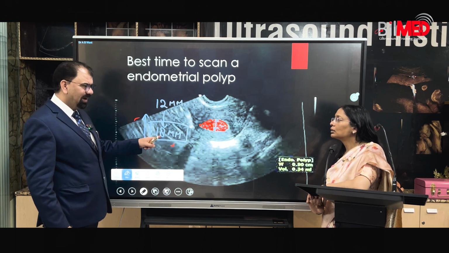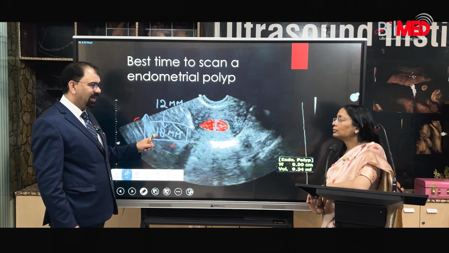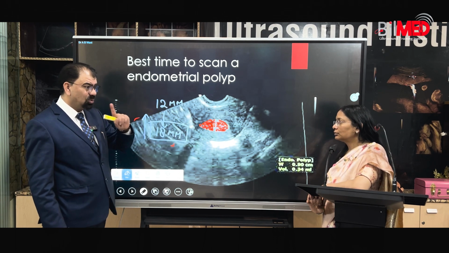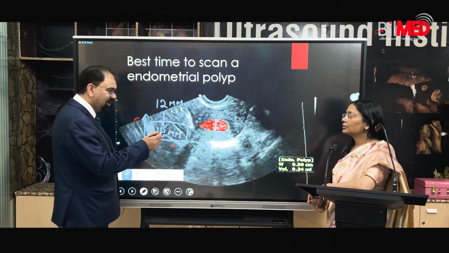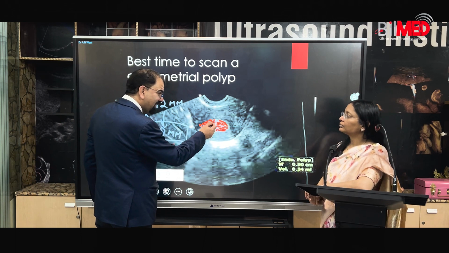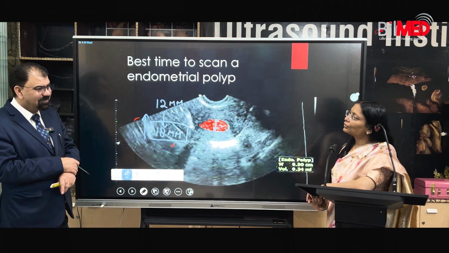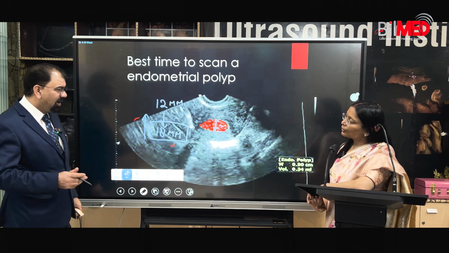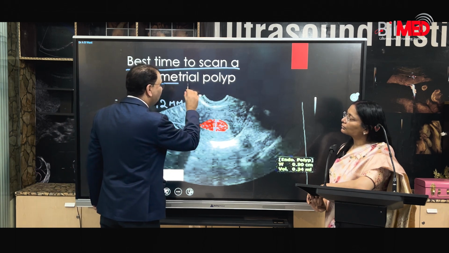This can be endometrial hyperplasia. But if not endometrial hyperplasia, then there can be a hidden polyp here. Why am I using the word hidden? Because the echogenicity of this polyp inside the endometrium is equal, as the father, so the son. So the differential diagnosis will be a polyp. Now the basic question is, what is the best time to scan an endometrial polyp?